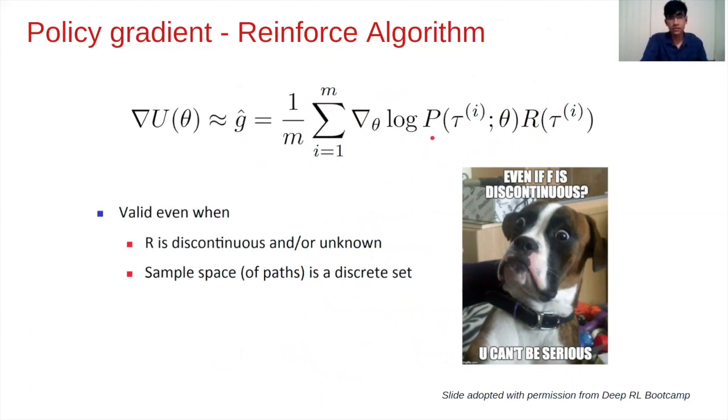This is interesting because it says that I can take the gradient of the objective even if my reward is discontinuous, because the gradient term only comes with the probability of the trajectory. It doesn't care whether the reward is continuous or discontinuous. You might think it's strange that even if I have a discontinuous reward, I can still take a gradient of this objective.